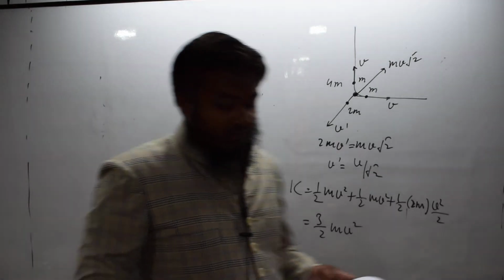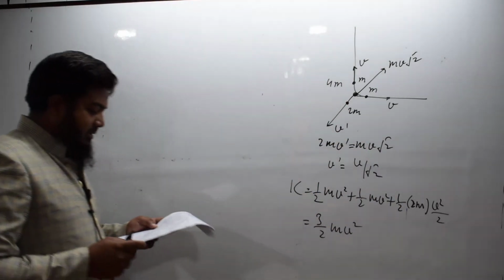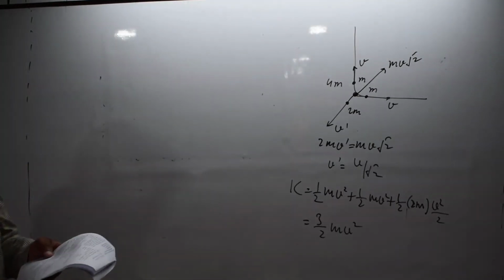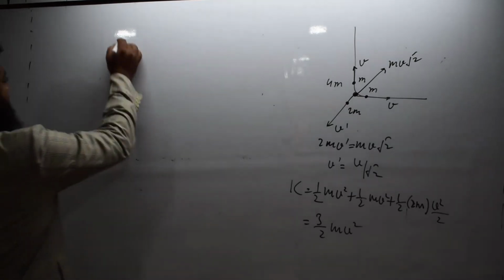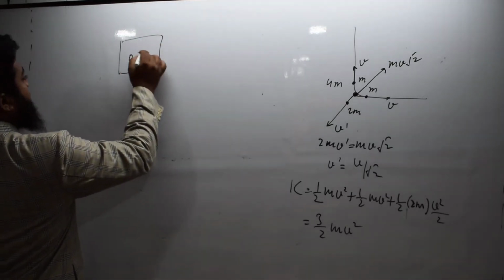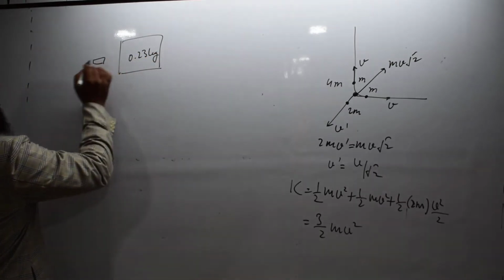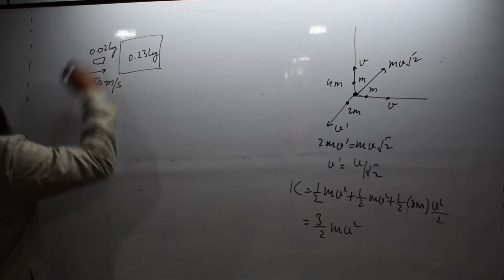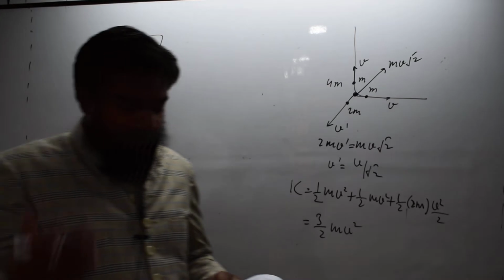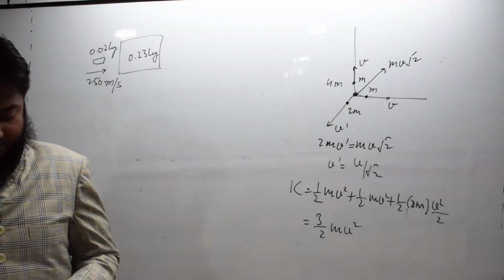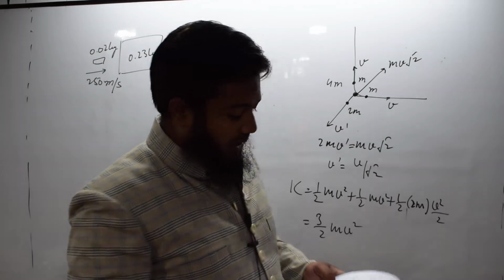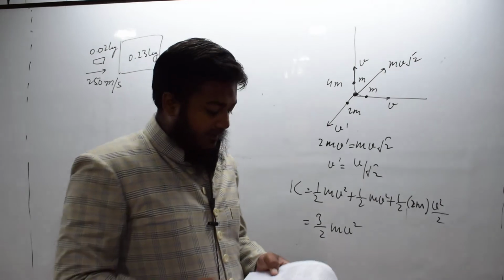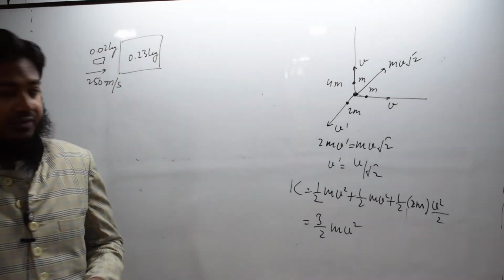Next question. A bullet of mass 0.02 kilogram is traveling horizontally with velocity 250 meter per second. It strikes a block of wood of mass 0.23 kilogram. So, there is a block of wood of mass 0.23 kilogram and a bullet of mass 0.02 kilogram traveling at a speed 250 meter per second strikes the block, and the block is resting on a rough horizontal surface. After the impact, the block and bullet move together and come to rest after traveling a distance of 40 meter. The coefficient of sliding friction of the rough surface.